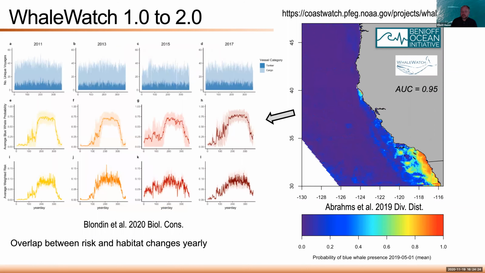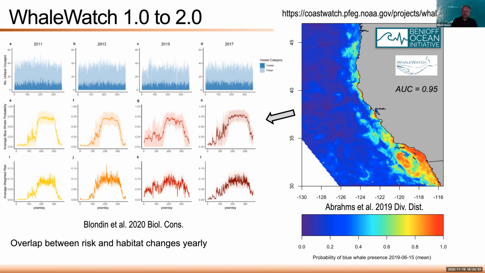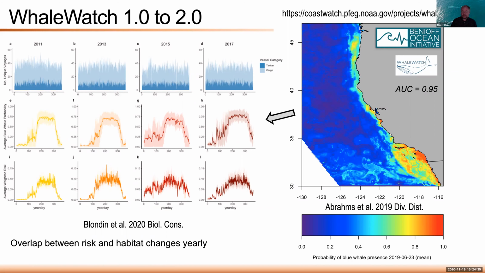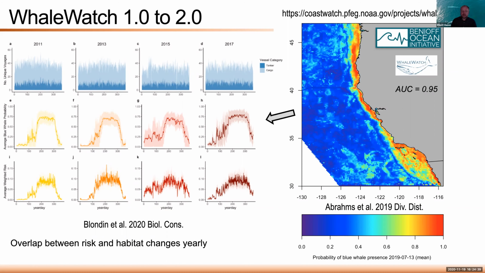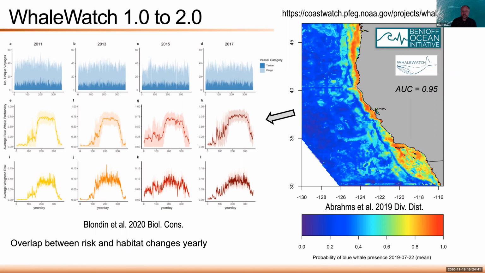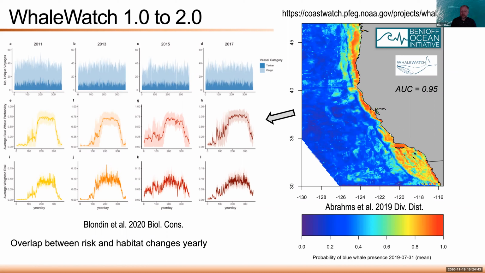The other cool aspect of this is you can take those data and essentially put them together with things like real-time AIS data for shipping vessels. And this is work of Hannah Blondin, who's a PhD student at Stanford University. She looked at how these habitat changes and risk vary annually.